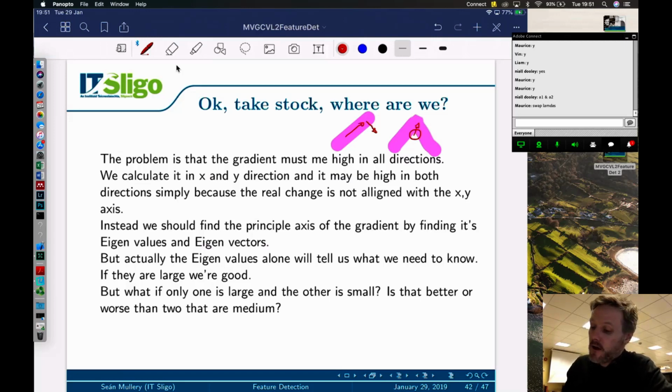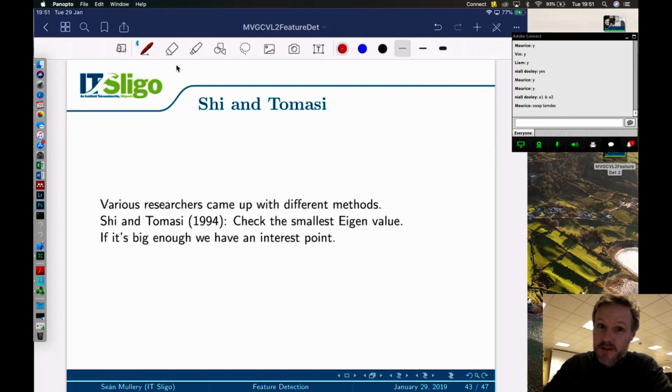Different people had various different methods of doing this. These guys, Shi and Tomasi in 1994, said it's all about the smallest eigenvalue. The smallest eigenvalue is going to tell you the smallest change in gradient. As long as it's above a certain level, we can assume the bigger one is even bigger than that, so that'll do us fine. We'll just check the smallest eigenvalue and set some threshold. That decides how many features you're going to find in an image, or how few. What that means is you're going to have to calculate the eigenvalues. Now, I assume you've calculated eigenvalues before on paper.